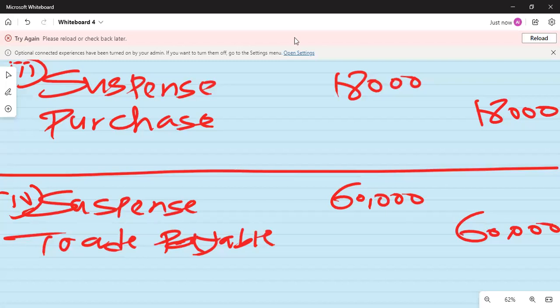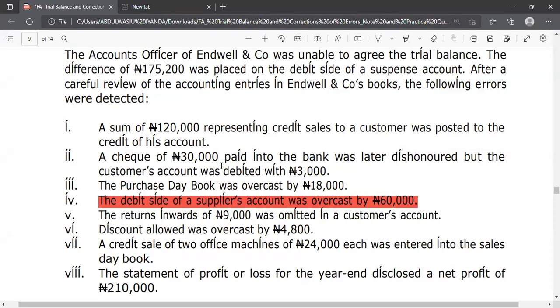You can see the question is clear. The debit side of the supplier's account was overcast. So do the corresponding entry: we take it to the credit side of the supplier's account. So you have turned that particular 60,000 naira to nil.